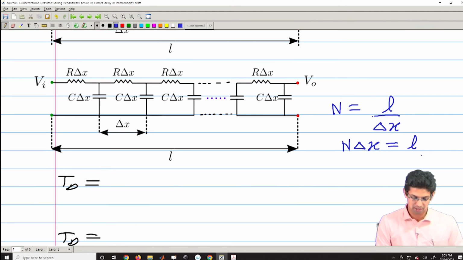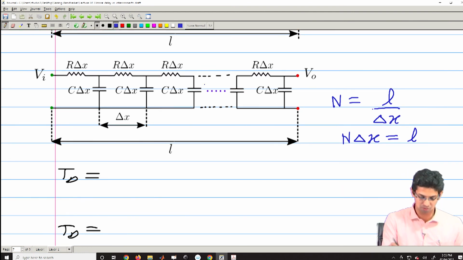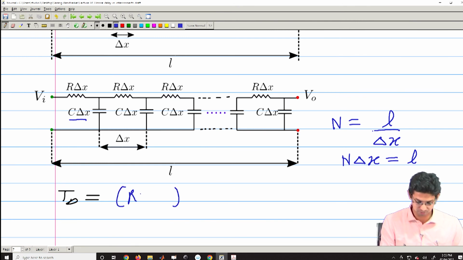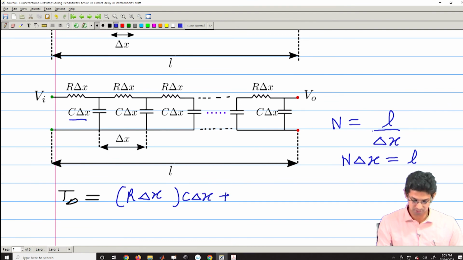So, if I have this, then I want to write my delay. Let us take the first approach. I take the first capacitor. My first capacitor is, so I have R into delta x, that is charging C into delta x. So, this is this part.